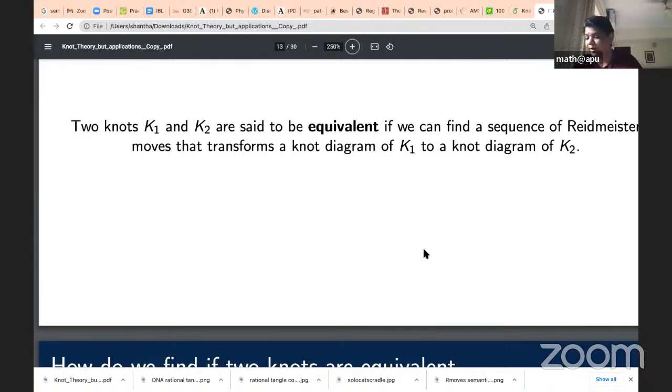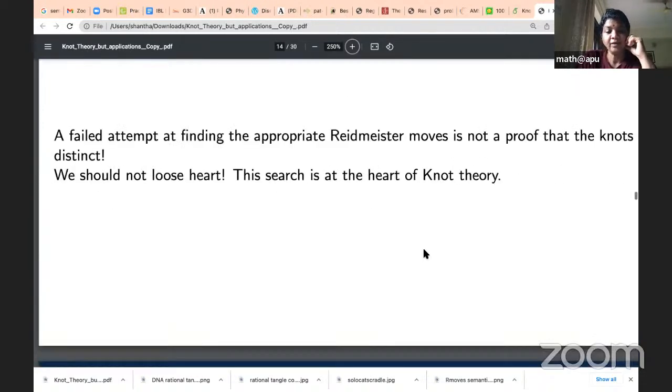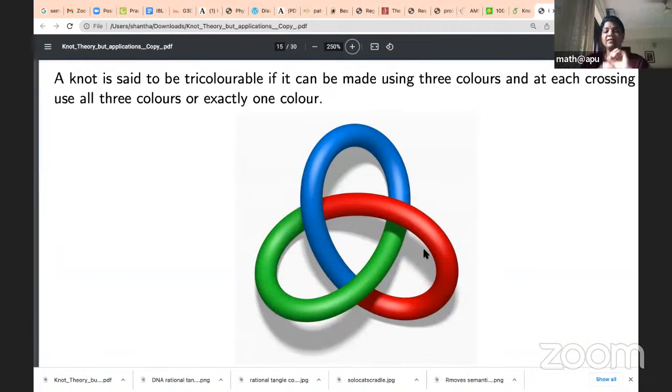Okay, so I am going to spend 5 minutes just talking about one way in which we can do this, which is very easy. There is now a definition that we make. We say that a knot is tricolorable if we can make it using 3 colors and at each crossing, either we use all 3 colors or 1 color. For example, here we have beautifully colored it using red, blue, and green.